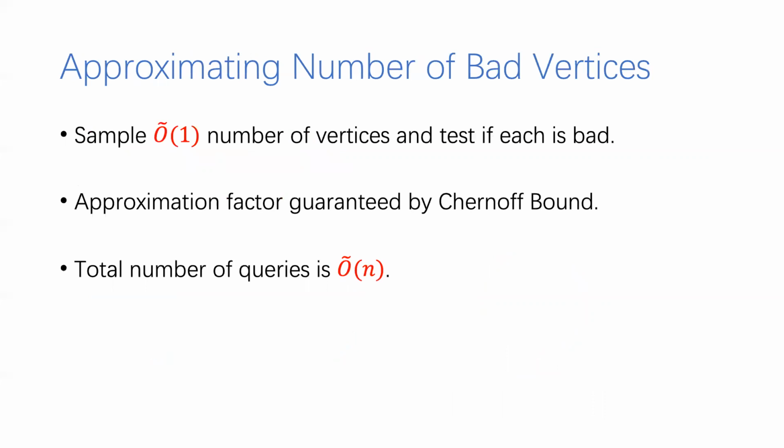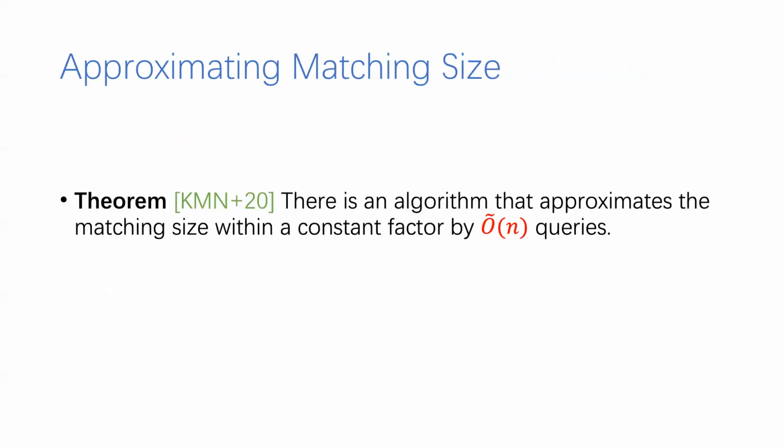To approximate the number of bad vertices, we can sample a near-linear number of vertices and test if each is bad. The approximation factor is guaranteed by the Chernoff bound, and the total number of queries is near linear. Then we consider the matching size.